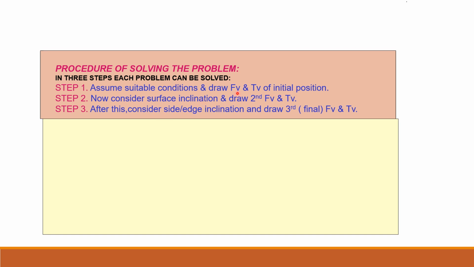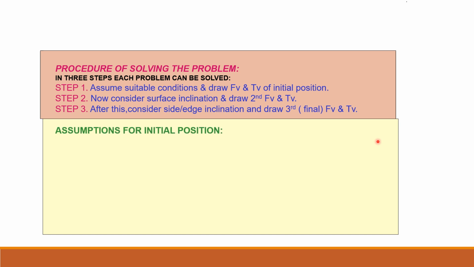First of all, you will finalize the initial front view and top view, then you will go for the surface inclination, and then the side inclination. Let us see how we are going to finalize the initial position, that is the initial front view and top view. If we do it right, our problem will be right. If we get step 1 wrong, the remaining 2 steps, although we do them perfectly, will be dependent on the first step, so everything will go wrong. Let us see how to do that.